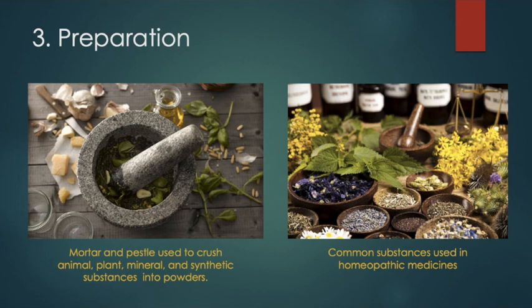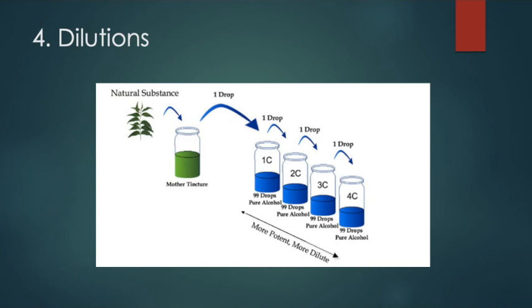Step 3 involves animal, plant, mineral, and synthetic substances which are used in preparations whereby different amounts of these substances are crushed into powders. Step 4 involves powders which are diluted using the C scale, diluting by a factor of 100 for every C value. This ensures safety as many of the substances are toxic in higher doses.